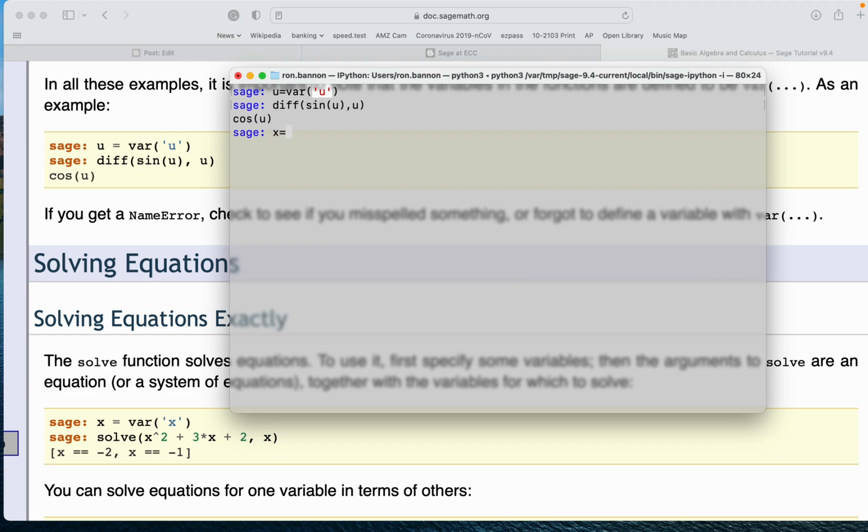X is a variable. By the way, in Sage, X is already a variable, but it's a good idea to define your variables even if it's already defined. And then I'm going to say solve. And I want to solve a quadratic equation. I'm expecting to see 2 roots, by the way. 3, yep, you got to put the star in, plus 2, and we want to solve.